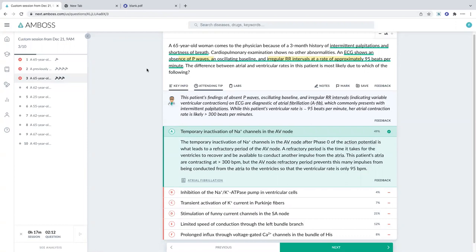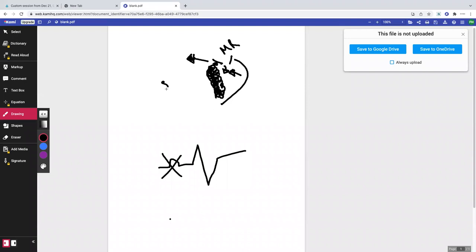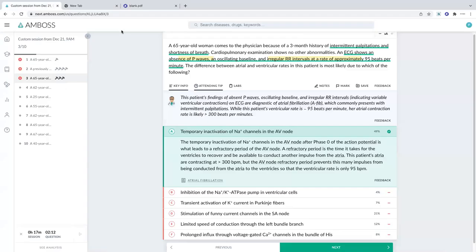Okay. So what happens in atrial fibrillation? The difference between atrial and ventricular rates in this patient is most likely due to which of the following? Always remember that in atrial fibrillation, we know that in the heart, we have the SA node, then we have the AV node, right? And in between SA node and AV node, which one is the rate lowering node? Fast answer, please. The answer for that one is AV node. Yes, that AV node is the rate lowering node. If the AV node cannot slow down the rate of the SA nodal activity, can we have hyperactivity of the SA node? Yes or no?